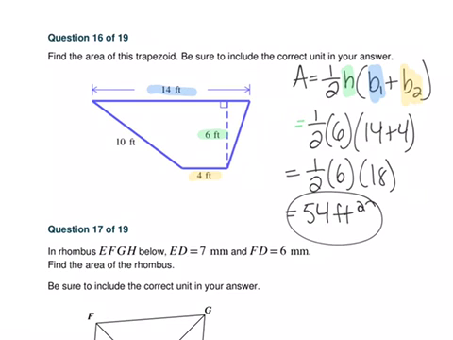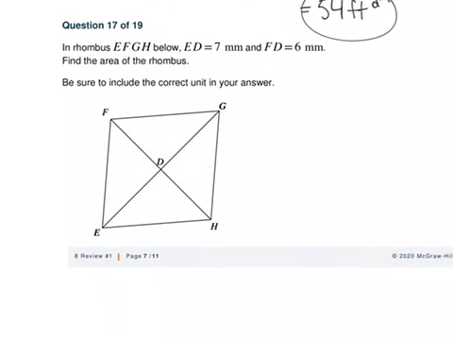In the next equation, the formula for the area of a rhombus is as follows. So the area of a rhombus is equal to 1/2 d1 times d2, okay? And those, remember, are the diagonals, okay? So if we look at what it gives us in this equation, it gives us that ED, I'll call it blue, ED is 7, and FD is 6.